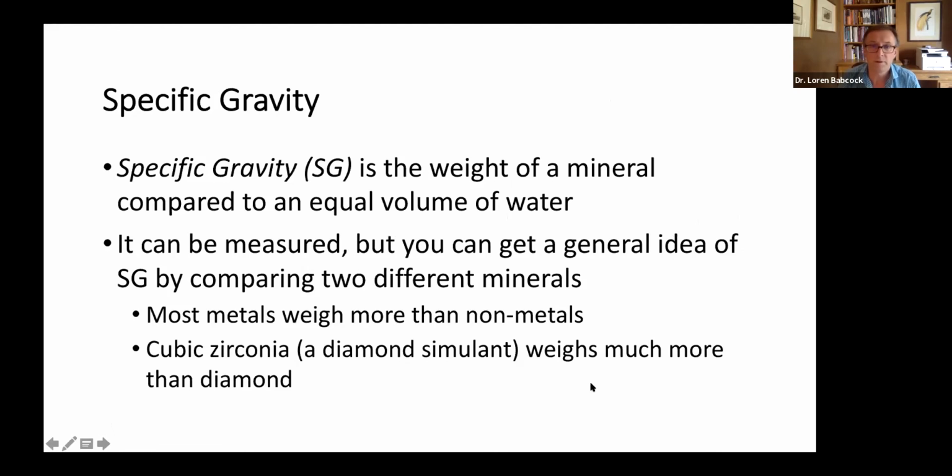One is what we call specific gravity. And this is a fairly simple thing, although the words sound a little confusing perhaps. Specific gravity is simply the relative weight of a mineral, or the weight of a mineral compared to an equal volume of water. And you can actually measure specific gravity, but for most things, it's not really so necessary to do that. You can get a pretty good general idea of the specific gravity of two minerals by simply holding one in each hand, and comparing their weight.